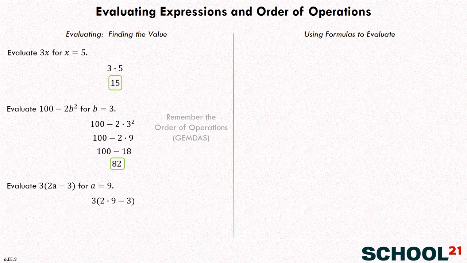Good. And inside the parentheses, we follow the same order of operations. So what do we need to do first in there? Multiplication. Good. So what's 2 times 9? 18. Good. So we'll rewrite this with the 18 there. Does that make sense? Mm-hmm.